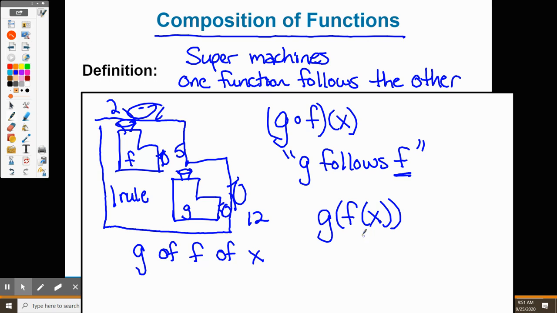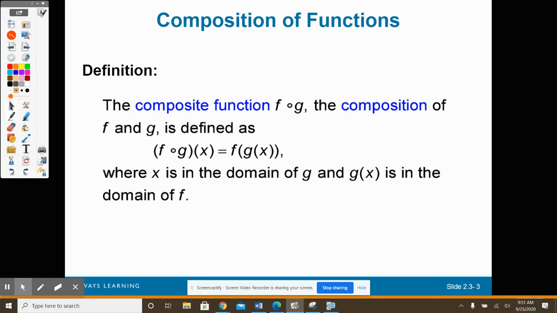And it's easy to remember what happens first because of order of operations. It will be the innermost parentheses. So that's why f of x is happening first. So once we find the super rule, that will be g of f of x.